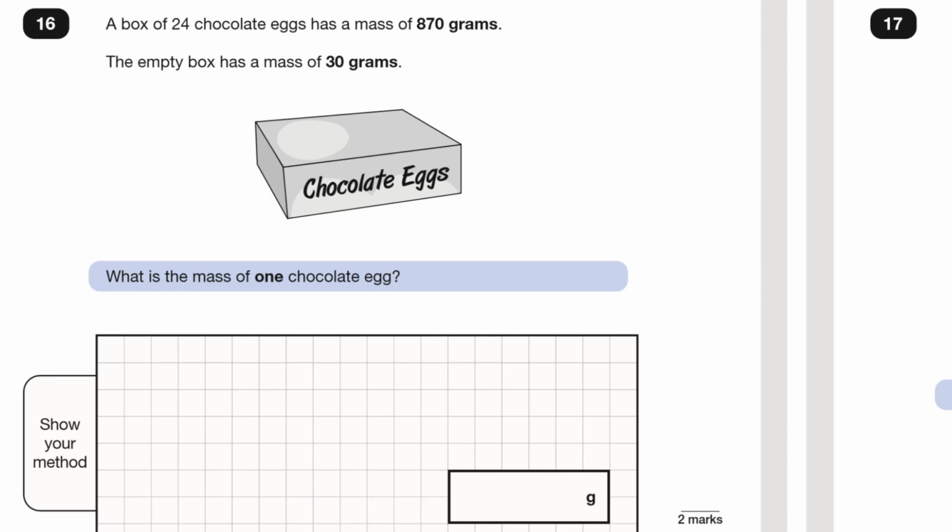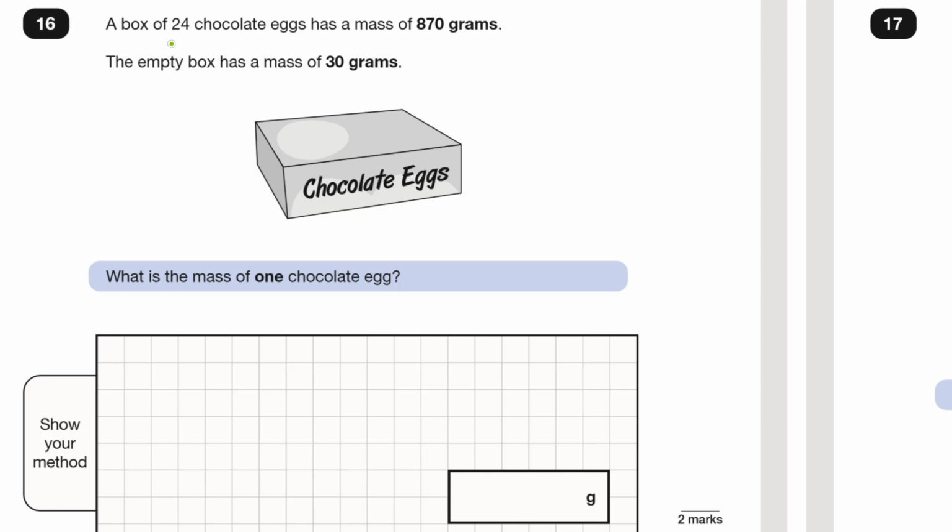Question 16. A box of 24 chocolate eggs has a mass of 870 grams. The empty box has a mass of 30 grams. What is the mass of one chocolate egg? Okay, so we've got lots of information here. We need to pick through the numbers we've been given and what calculation we're going to have to do, what operation we're going to have to choose to find the mass of one chocolate egg.